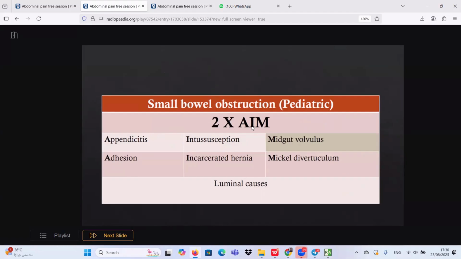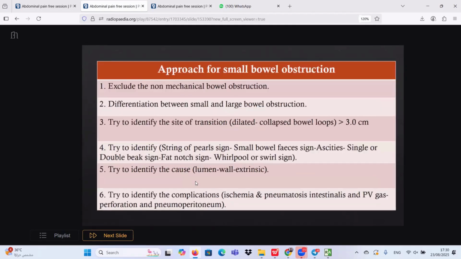My mnemonic here is 2 times IM: AA, II, MM. We have also luminal causes, but they are very rare. Okay, so those are the top causes for small bowel obstruction in the pediatric age group.